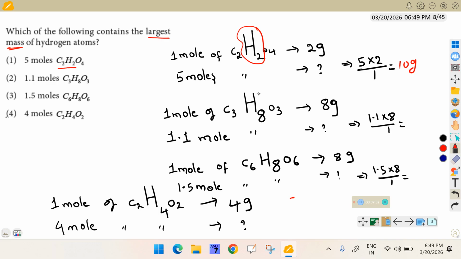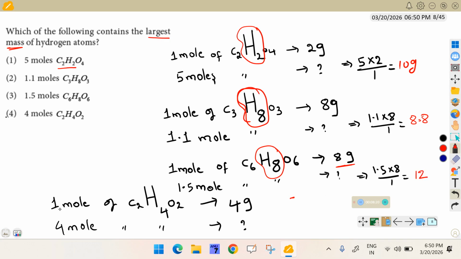1 mole of C3H8, 8 hydrogens are present. Each hydrogen atomic weight is 1, so 8 hydrogens' weight is 8 grams. Then 1.1 mole, how much? 8.8. 1 mole of C6H8O6, 8 hydrogen atoms are present. So the weight of hydrogen atoms is 8 grams. Then in 1.5 moles, how much?